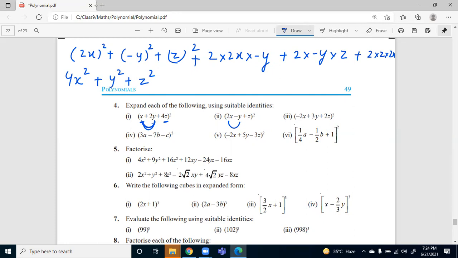Now when I multiply this, this is minus 4xy. If I multiply this, this is minus 2yz. If I multiply this, then it is 4xz. So this is our final answer. See, we have taken care of the negative sign. The negative sign will not be reflected if we take the square, since a negative number on squaring becomes positive. But when we multiply it with another number, then you can see the negative sign, like minus 4xy and minus 2yz.